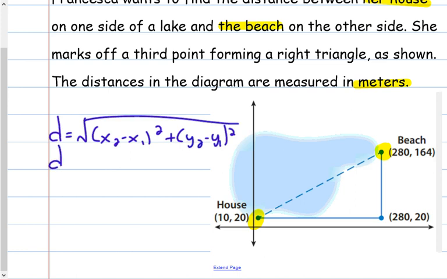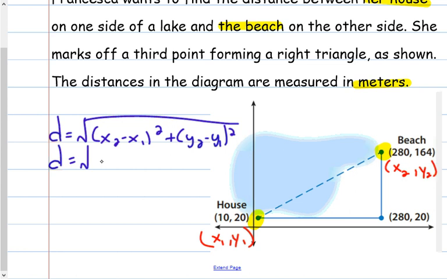So go ahead and put in your numbers. x2, well, we don't have anything labeled, but that's okay. It does not matter which one you pick as x1 and x2. Just pick one. So that's x1, y1 here, and that makes this x2, y2. They can be reversed as long as you're consistent.